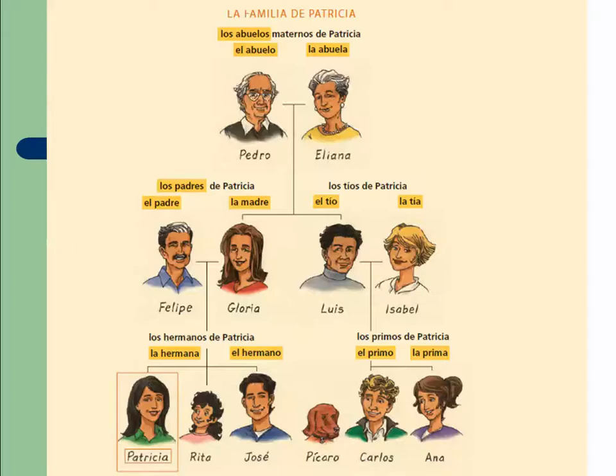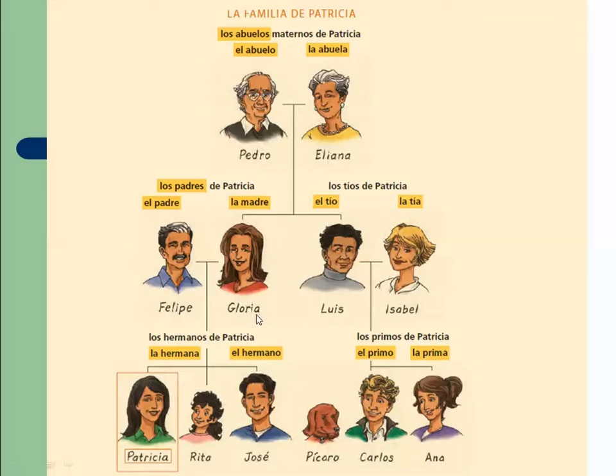Okay? We're going to look at this family tree, and we're going to try to figure out how to describe the different relatives of the different people. We're going to use the family tree as if it were the family of Patricia to start out. So we're going to do everybody in relation to Patricia, and then when you practice, you can do the family in relation to whoever you want. So you could choose Gloria and be like, okay, Patricia is the daughter of Gloria, Jose is the daughter of Gloria, Carlos is the nephew of Gloria.